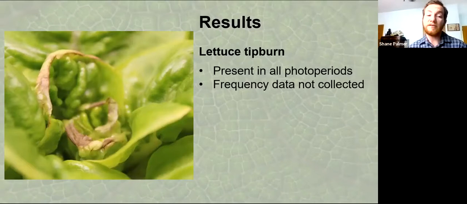We did have airflow in the chamber, but it may not have been angled directly down into the rosette of the plants like it may have needed to.